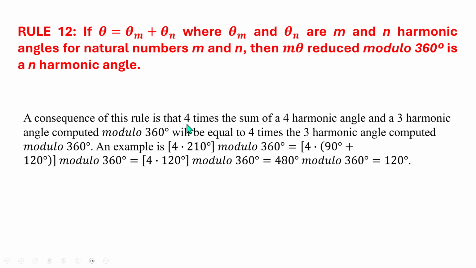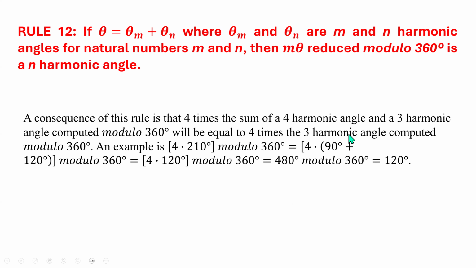And a consequence of this rule is that 4 times the sum of a 4 harmonic angle and a 3 harmonic angle computed modulo 360 degrees will be equal to 4 times the 3 harmonic angle computed modulo 360 degrees. Example, if we look at 4 times 210 degrees, I can write 210 as a 4 harmonic angle plus a 3 harmonic angle. Well, I multiply this by 4, reduce it modulo 360 degrees.